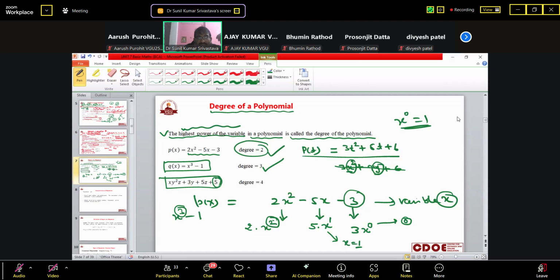Okay, let's see here. For the constant 5, the degree is 0. For this one, the degree is 1. For this one, the degree is also 1. But for this one, x has degree 1, y has degree 2, and z has degree 1. So this one has degree 4, because we have to add the powers in a mixed term with more than one variable. We just add the power of each and every variable. So 1 plus 2 plus 1 is 4, and the highest degree is 4. So the degree of the polynomial is 4.